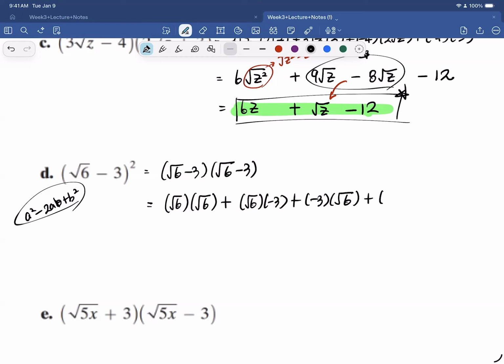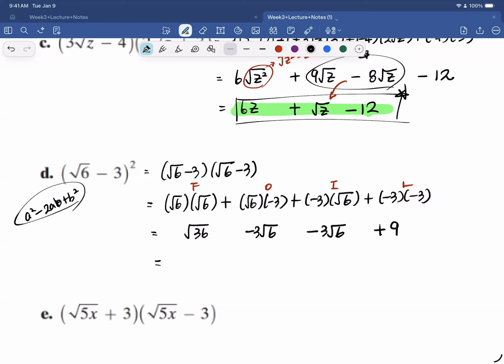That, and then negative 3 times negative 3. So this is the FOIL. So this one is 36, square root of 36, and then negative 3 square root of 6, and then another negative 3 over square root of 6, and then plus 9.